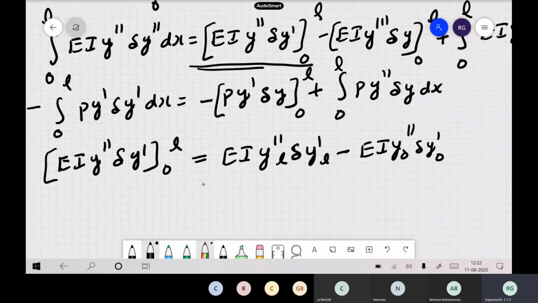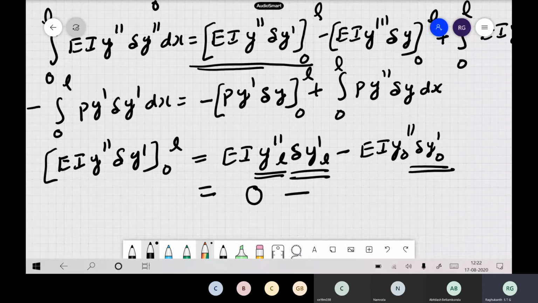Now what is the value here? You have del y dash, and y double dash also is there. So what does it tell you? As already told, at x is equal to L your bending moment is 0, so this goes to 0. Now at x is equal to 0, it's a fixed end, and bending moment is not 0, but because slope is 0, this quantity becomes 0. So finally this turns out to be 0.